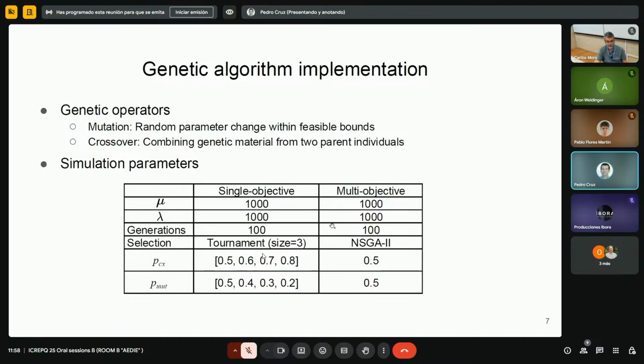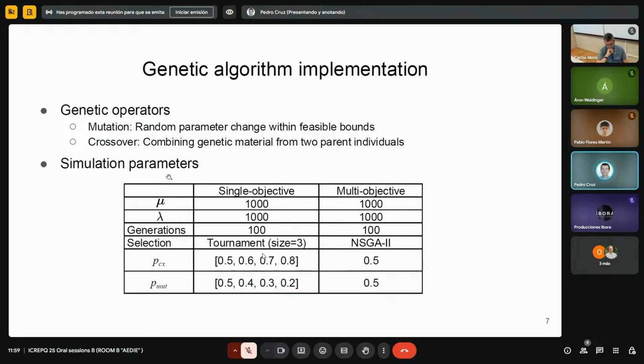For the obtention of the lambda population, we use 2 genetic operators, mutation and crossover. The mutation is the random parameter change with feasible bounds, and the crossover is the combination of the genetic material from 2 parent individuals. With mutation and crossover, which are random functions, we obtain the lambda offspring from the mu parents.